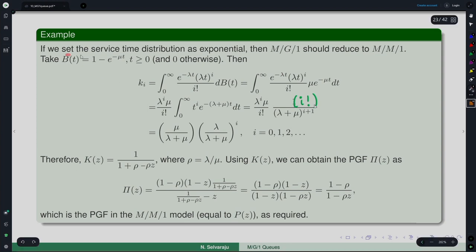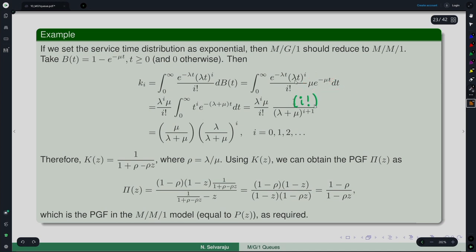If we set the service time distribution as exponential, the MG1 should reduce to MM1, as we know. So, what is this service time distribution then? It is given by this expression, right? If the parameter is mu, this is the CDF of the service time distribution. Now, what is Ki? Ki is this expression, right? Since this is a distribution which has a PDF, this will be equal to the PDF times dt, which is this quantity we have written down here.